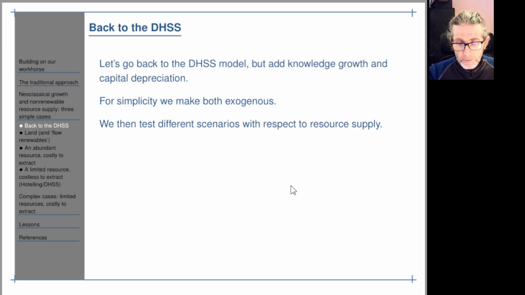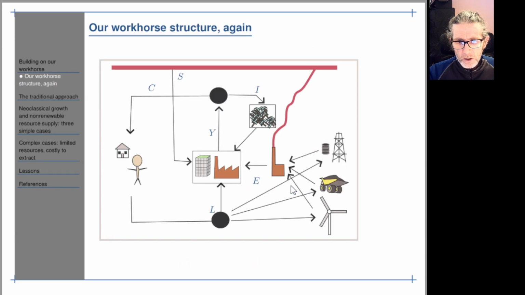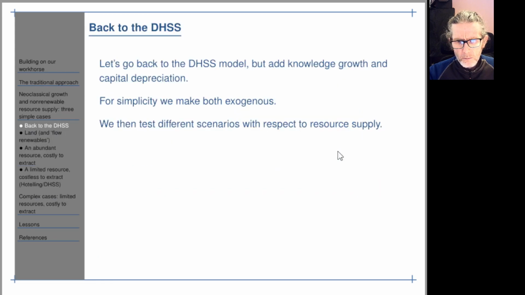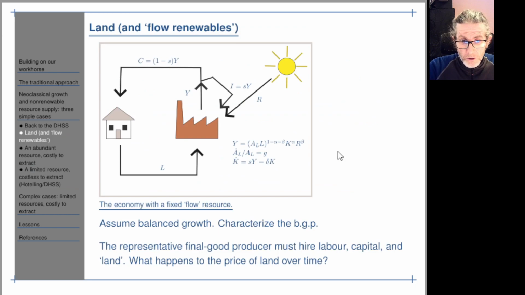And then we're going to look at different resource supply scenarios, which essentially correspond to these three cases: wind, coal, and oil. So, what's this one? This is wind, right? Okay, the picture is for sun, but it could have been wind. So what have we got here? The economy with a fixed flow resource. Assume balanced growth, characterize the BGP.